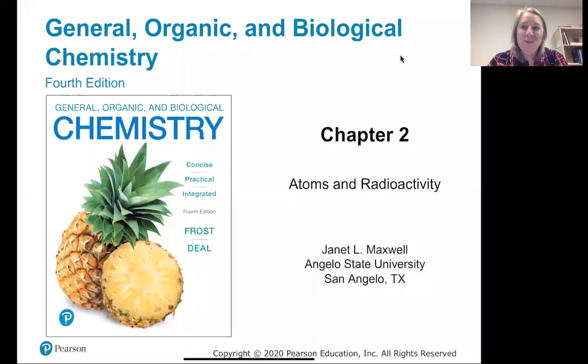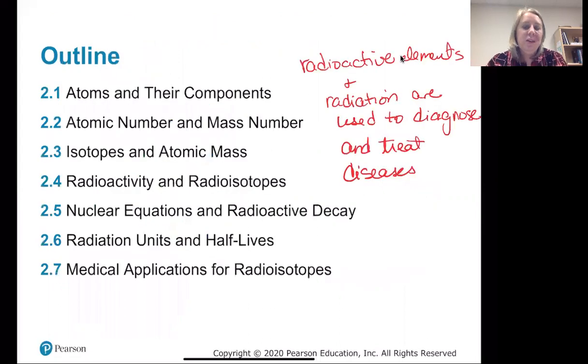All right, so we are on chapter 2, and we're going to talk about atoms and radioactivity. The reason why atoms and radioactivity are so important is because we use radioactive atoms, radioactive elements and radiation to diagnose patients, and we also use it to treat diseases.